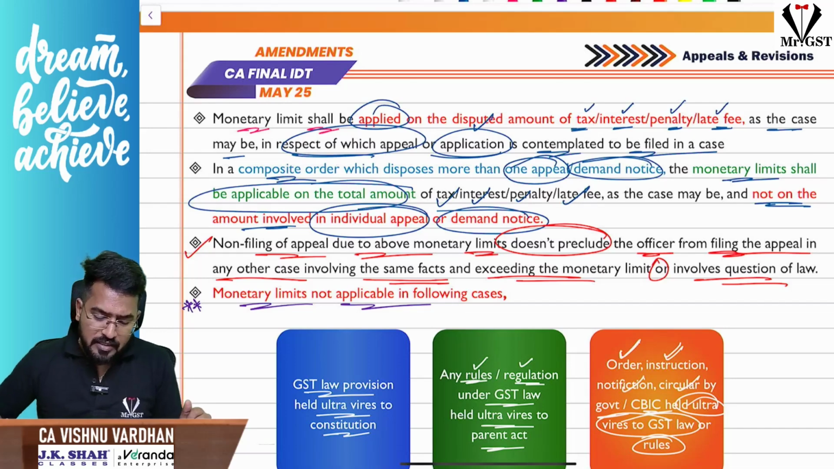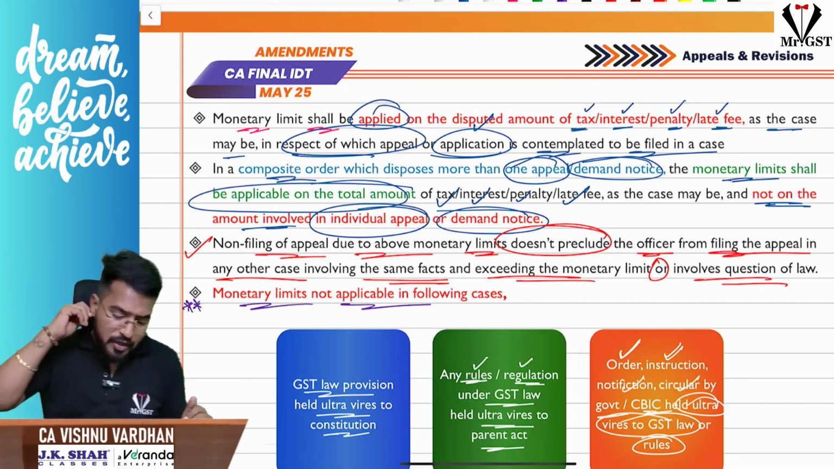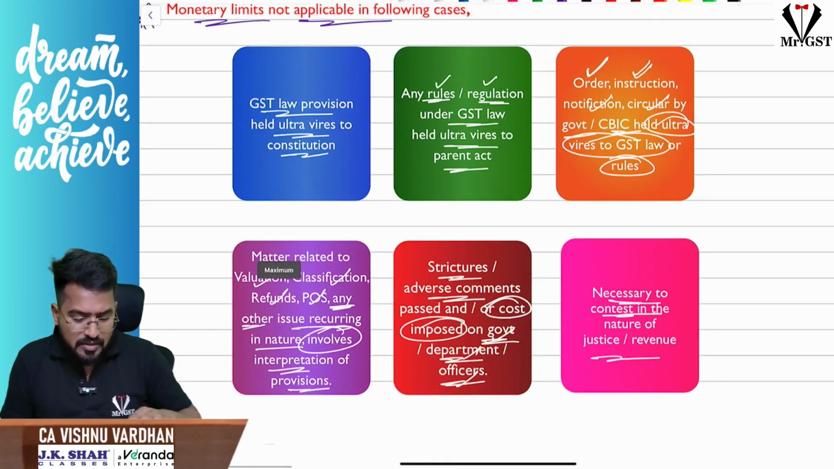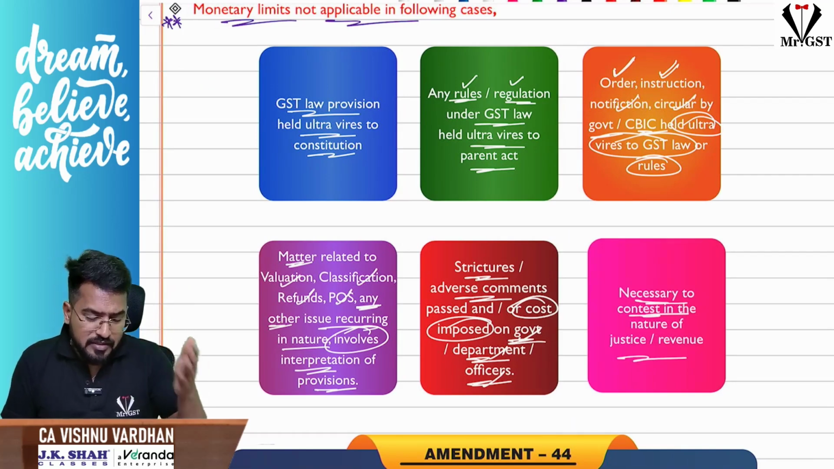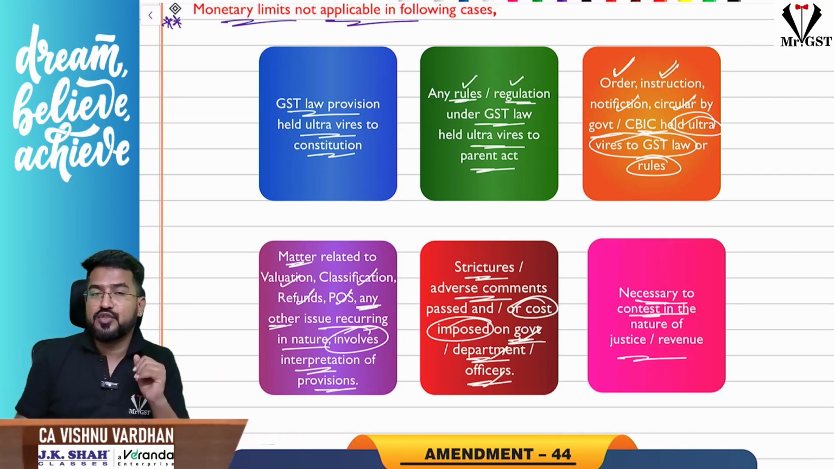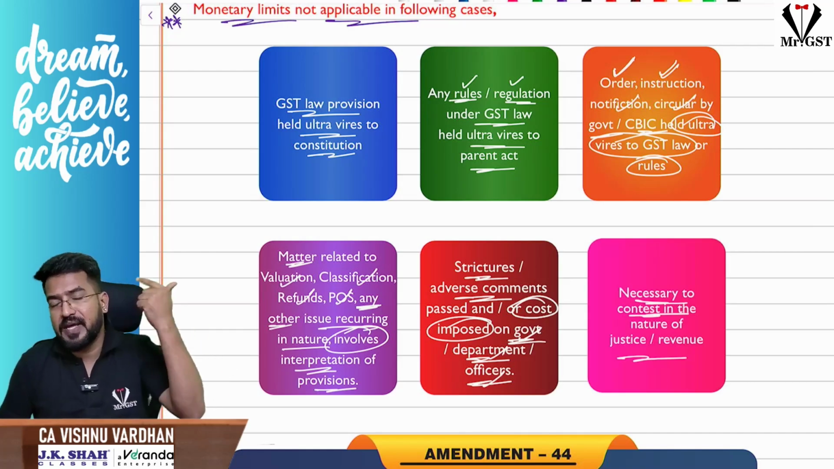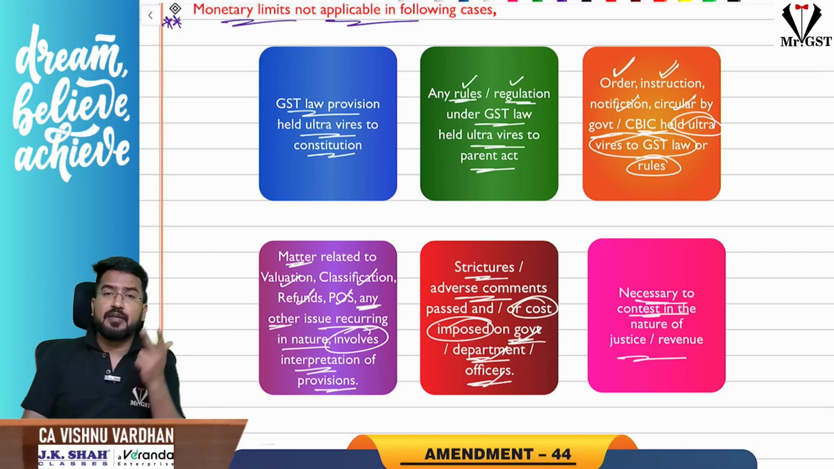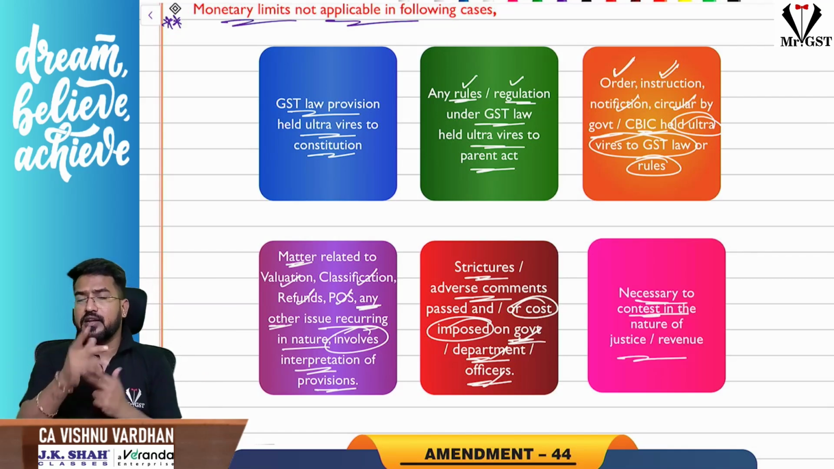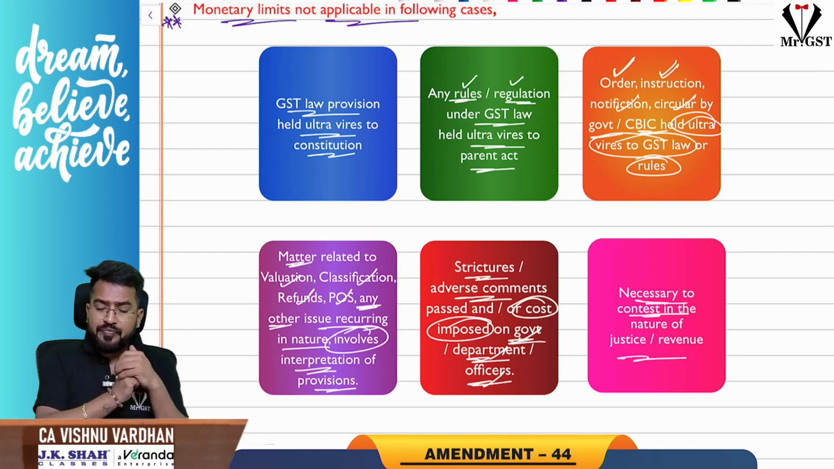Next, sir, please understand, these monetary limits are not applicable in certain cases. What are the cases where monetary limits are not applicable? The monetary limits are not applicable in any case where the GST law provisions are declared ultra vires the Constitution, or where the rules and regulations under GST have been declared ultra vires the parent Act, that is the CGST, SGST Act or IGST Act, or any order, instruction, notification or circular by the government or CBIC has been held ultra vires the rules, or any matter related to valuation, classification, refunds, place of supply, or any other issue which is recurring in nature.